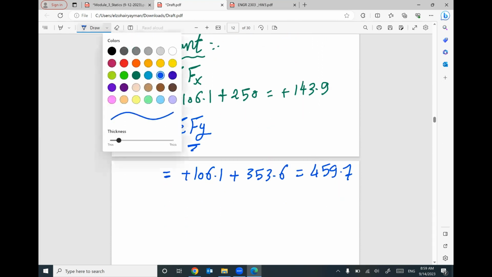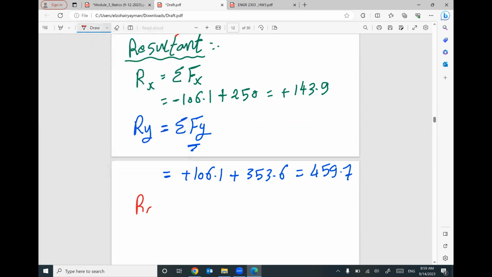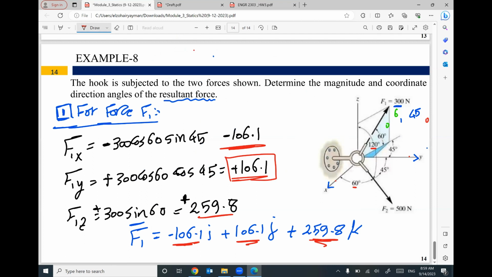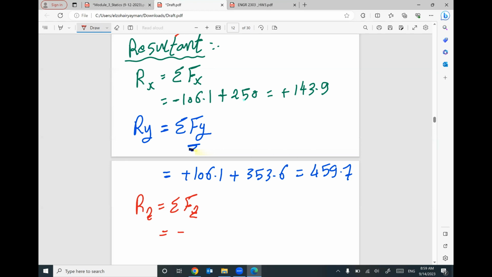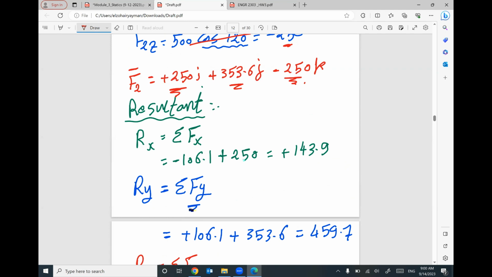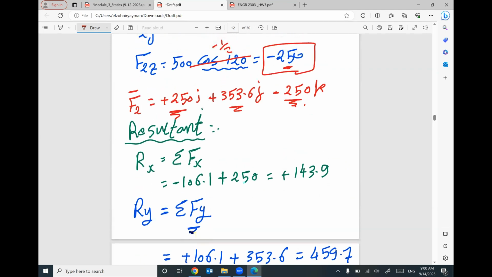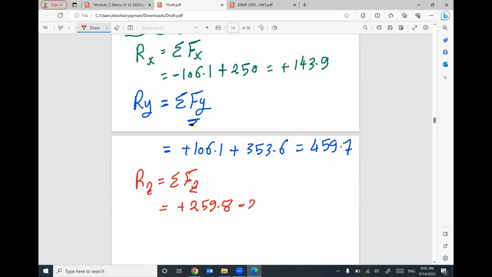The Z component of your resultant will be the summation of all Z components of your forces. Go back to the first force. We have this Z component, positive 259.8. And we have this one, which is negative 250. So the final answer will be positive 9.8. These are the three components of your resultant.